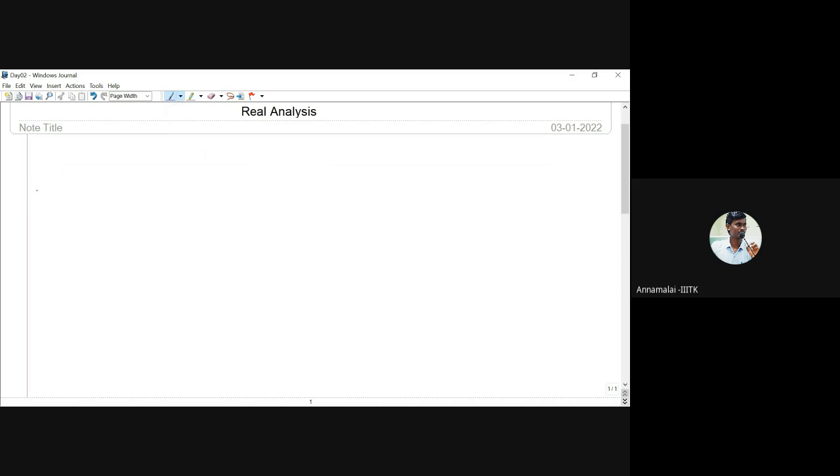Maybe we state it as a theorem. Actually, this theorem is the Archimedean property. In short, we denote it AP. So AP means Archimedean property, and this is an application of the LUB axiom. So what does the LUB axiom say? If we give any non-empty bounded above subset, it has a least upper bound.